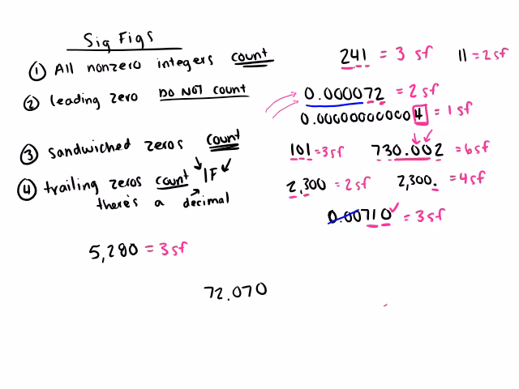That value is going to have 1, 2, 3, 4, 5 sig figs. Okay.